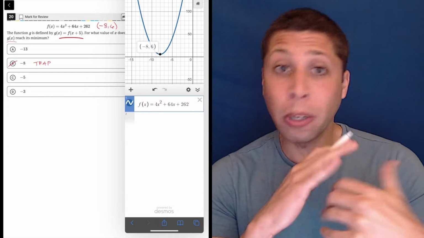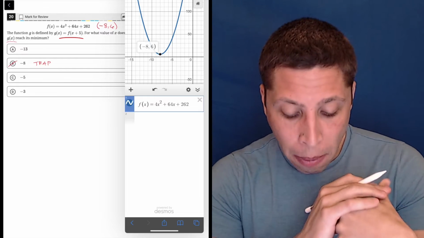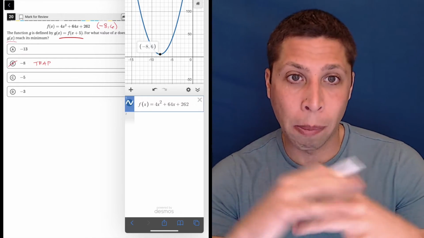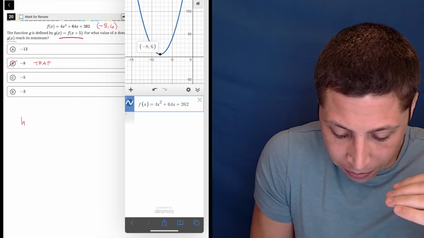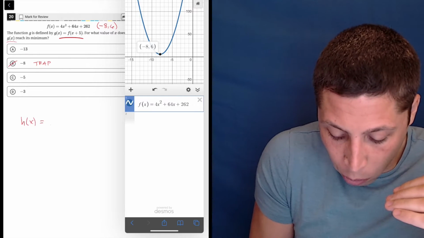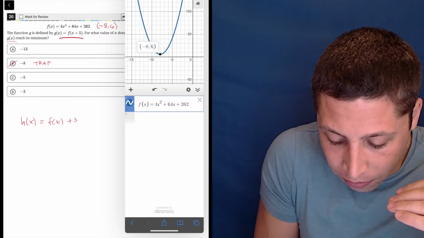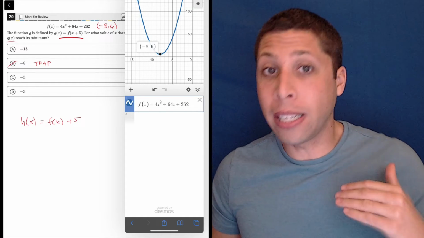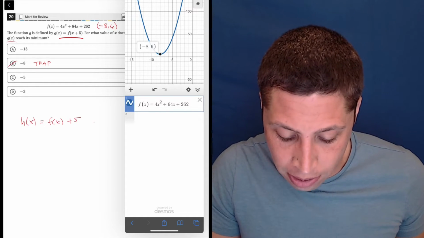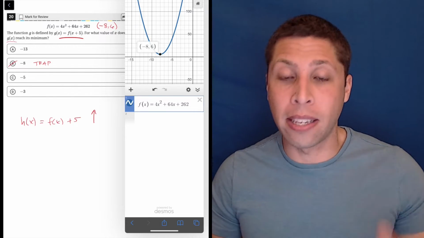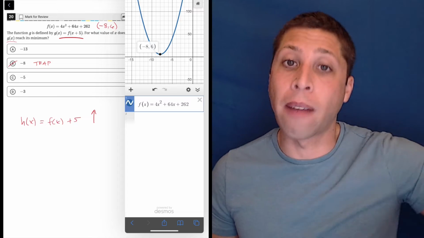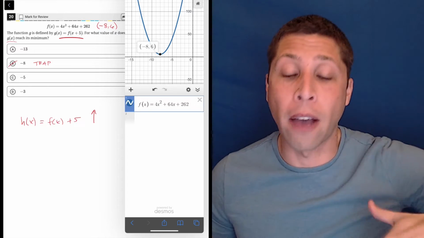Now, this is where some memorization might come in. Some of you might remember learning in school about the shifting of graphs, right? So if we had some sort of h of x where we had f of x and the plus 5 was outside, that's really easy. That means that this graph is moving upwards 5 units. So when they're outside of the parentheses, really easy. It's a plus 5, it's going up. If it's a minus 5, it's going down. It's just a shift up and down the y-axis.